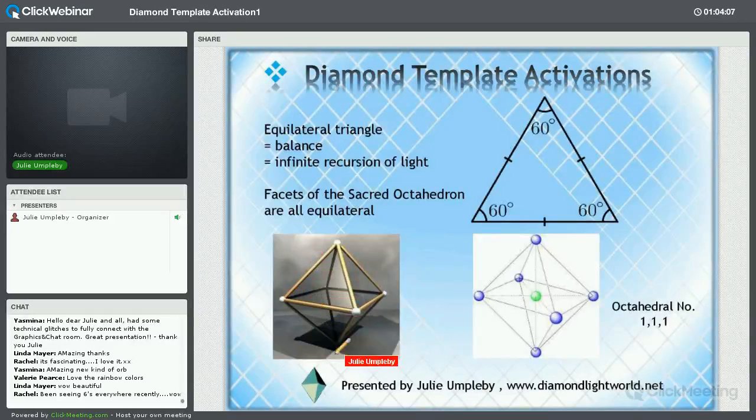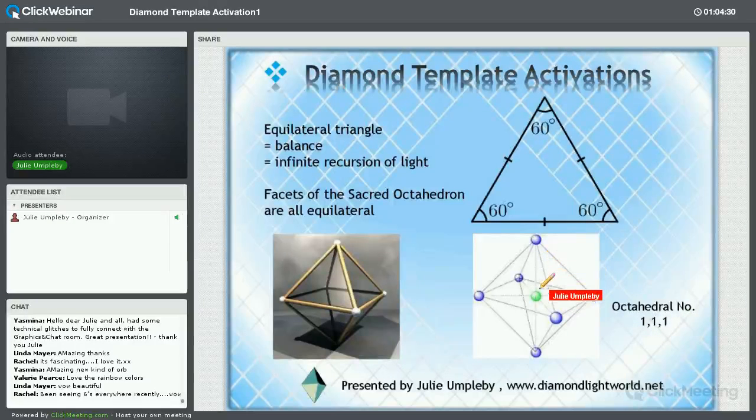So it is the shape that actually provides us with the opportunity to experience that light more intensely, physically, and helps us reconnect with that infinite self within. And here is what I was just mentioning to you: the octahedral number is 111.